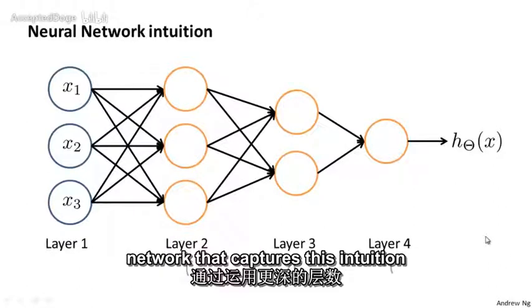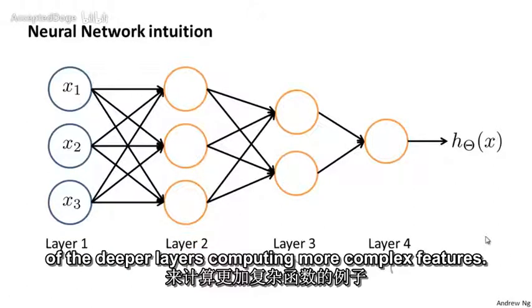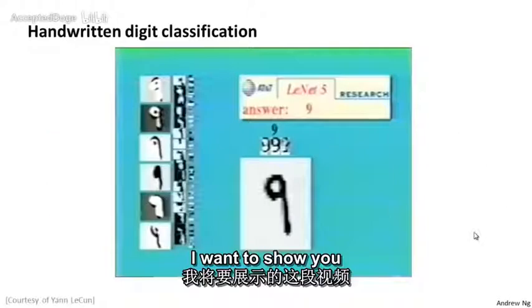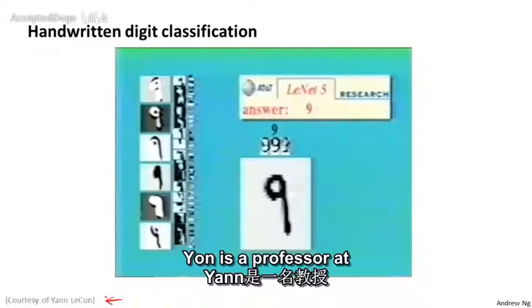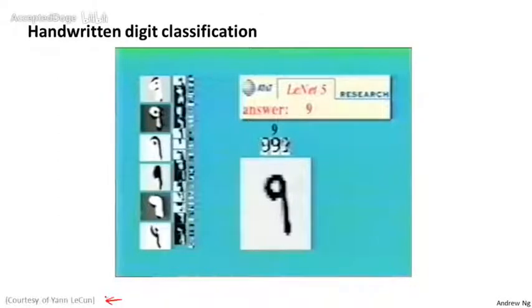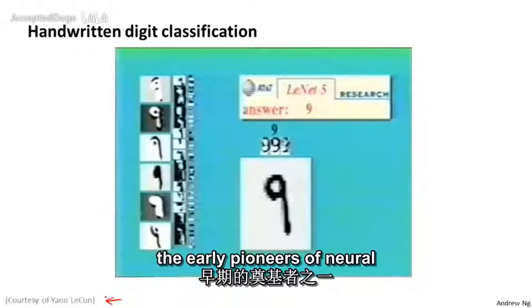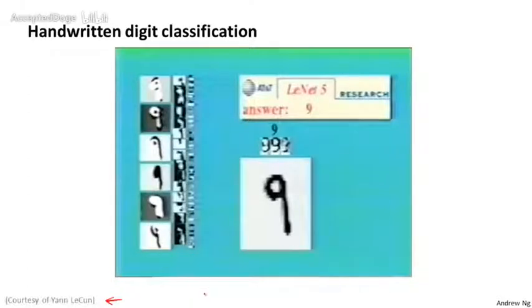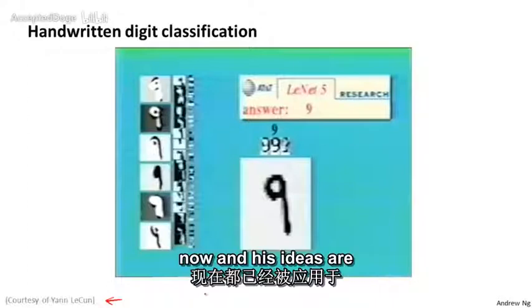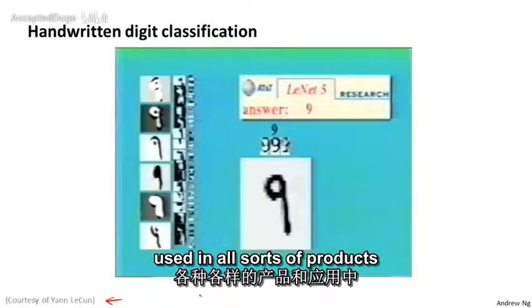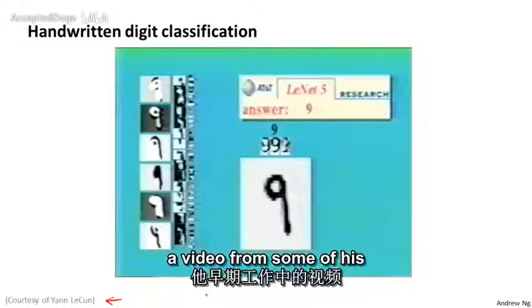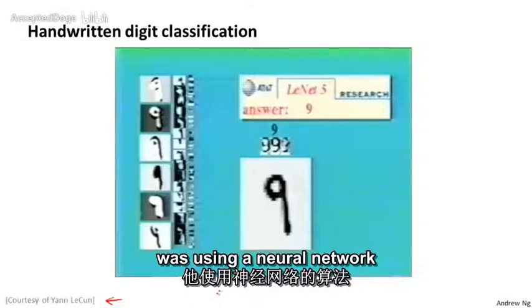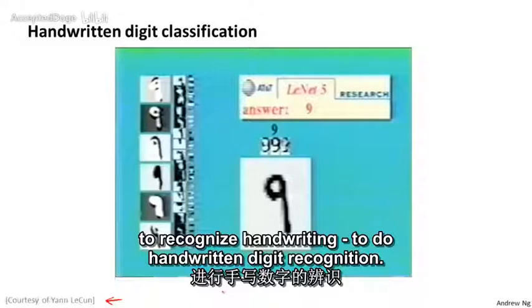To wrap up this video, I want to show you a fun example of an application of a neural network that captures this intuition of the deeper layers computing more complex features. I want to show you a video that I got from a good friend of mine, Yann LeCun. Yann is a professor at New York University, NYU, and he was one of the early pioneers of neural network research and is sort of a legend in the field now, and his ideas are used in all sorts of products and applications throughout the world now. So I want to show you a video from some of his early work in which he was using a neural network to recognize handwriting, to do handwritten digit recognition.